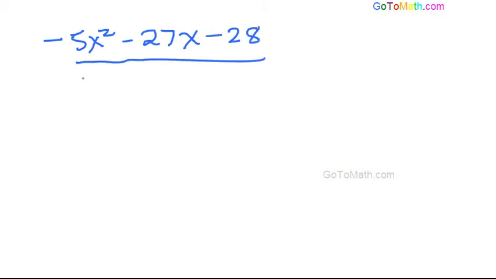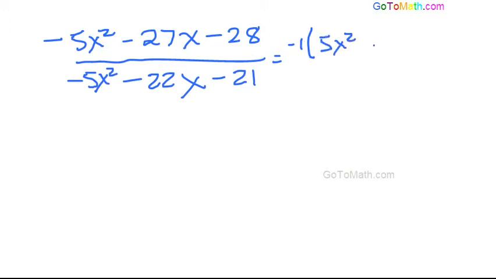Alright, so rewriting all that. Minus 28. And that's going to be all over negative 5x squared minus 22x minus 21. So the first thing I'm going to do is go ahead and factor out this negative. We can do that. And you know what? Let's just write it over here. So negative 1, so we're going to factor that out. We're going to end up with 5x squared plus 27x and then plus 28.